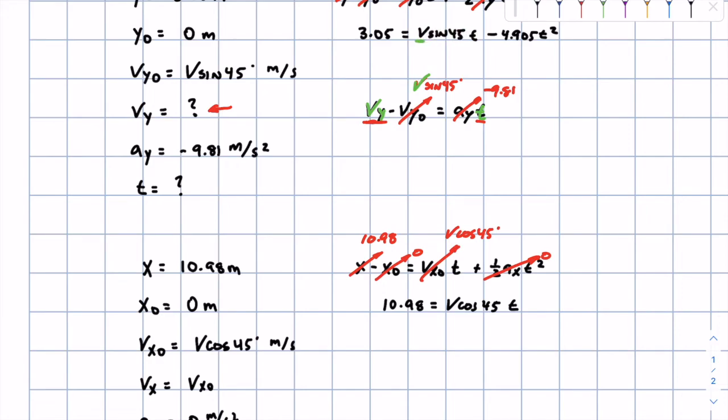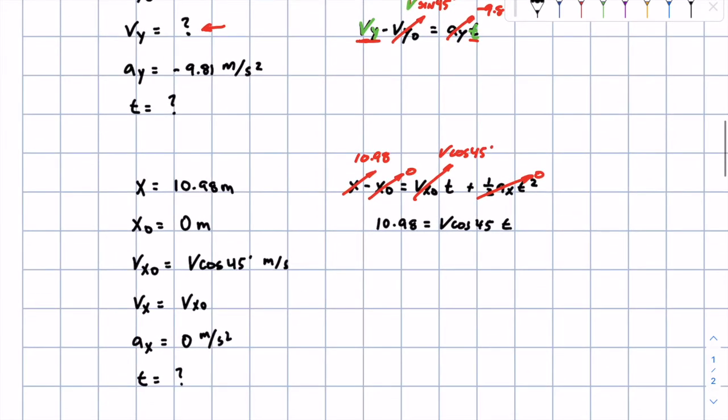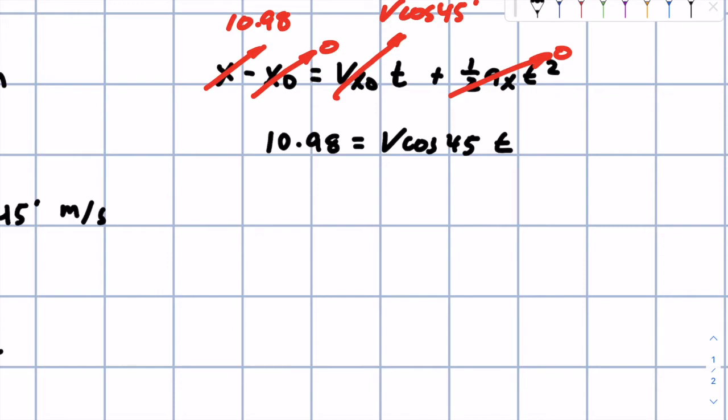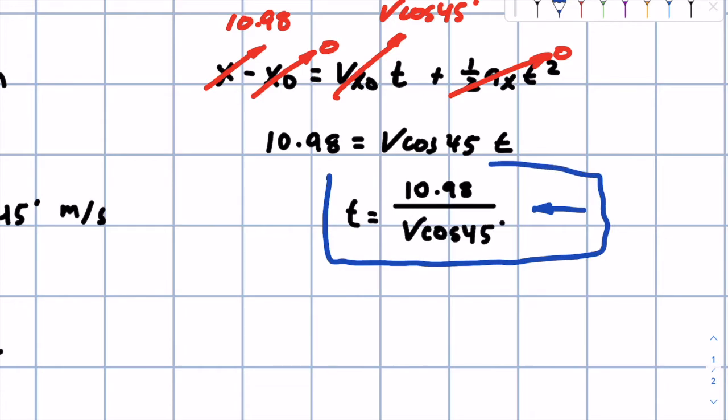It turns out the more direct route to get v, in other words, the quicker way to get v right here, is to solve for t. That way I have everything in terms of v, and everywhere that I see a t, I'm replacing it with some v term. So I will solve for t. T is going to equal 10.98 divided by V cosine 45 degrees. Boxing it in blue because we're going to be making a substitution.